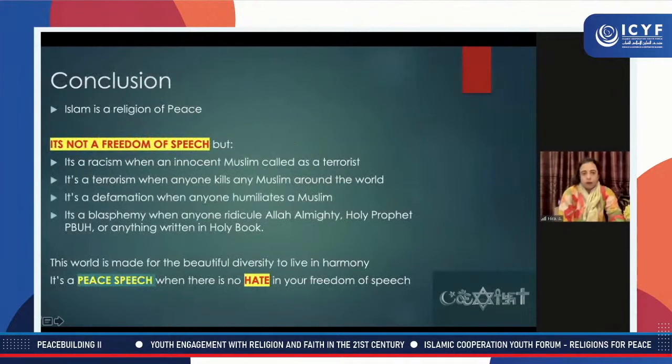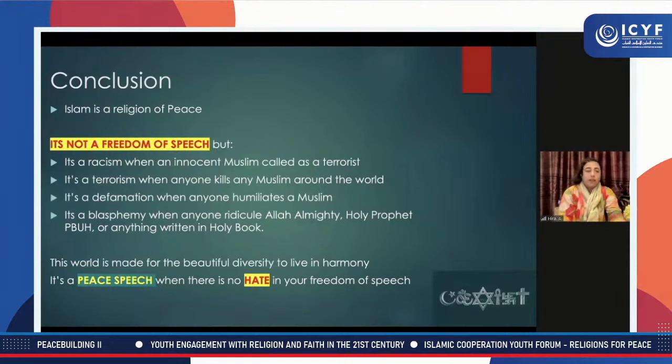Every Muslim knows that. And first of all, I'm going to conclude that it's not freedom of speech, but it's racism when an innocent Muslim is called a terrorist. It's terrorism when anyone kills any Muslim around the world. It's defamation when anyone humiliates a Muslim. It's blasphemy when anyone ridicules Allah Almighty, the Holy Prophet, peace be upon him, or anything written in our Holy Book, the Quran.